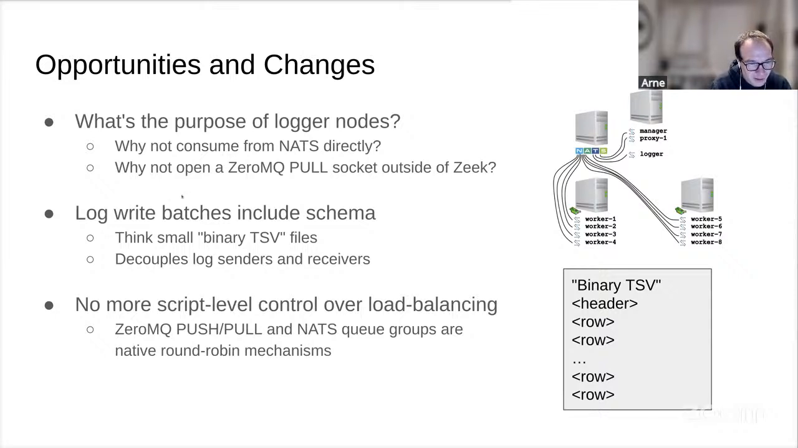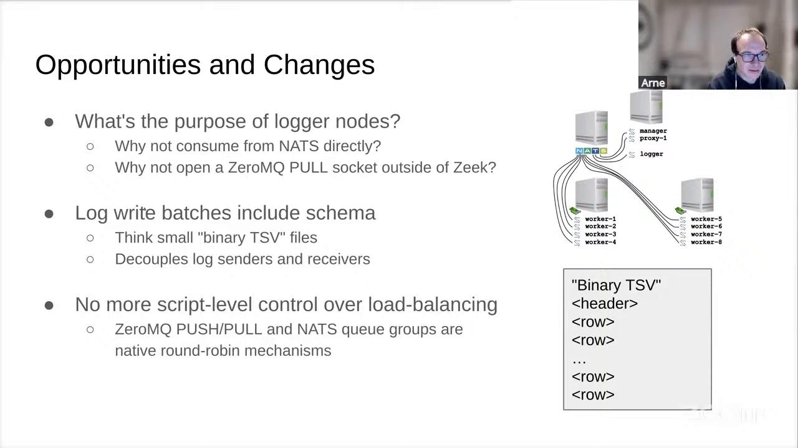As a last point, I mentioned the native round-robin mechanisms of NATS and ZeroMQ. If you look at the Broker implementation and its logging round-robin mechanism, there's lots of configurability and scriptability. Essentially, right now, I took the stance and said this can all go. We take the native mechanisms provided by those systems, and I think that's okay. But feedback is also welcome whether people think differently.